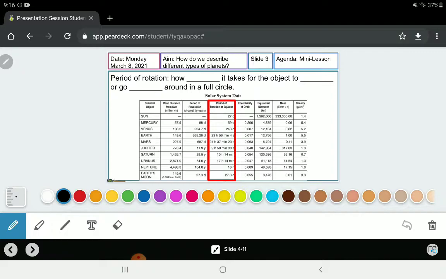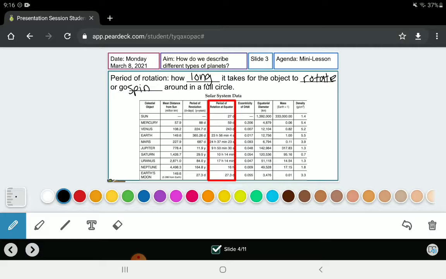Slide 4, the period of rotation. This again is the time, or how long. So this is how long it takes for the object to rotate, or spin around in a full circle. So if you start facing one part of the room and time how long it takes for you to spin around and face that exact same point in the room again, that is a rotation.